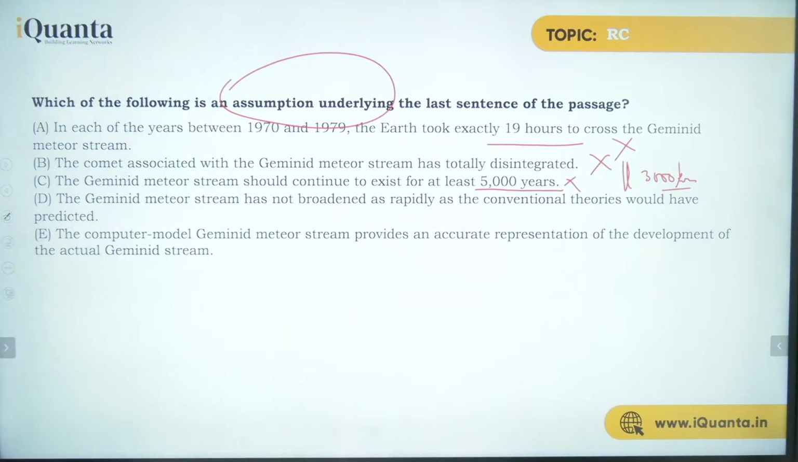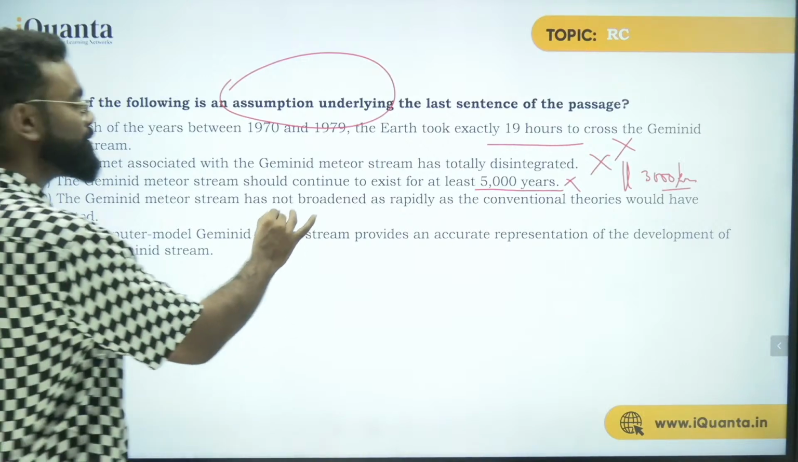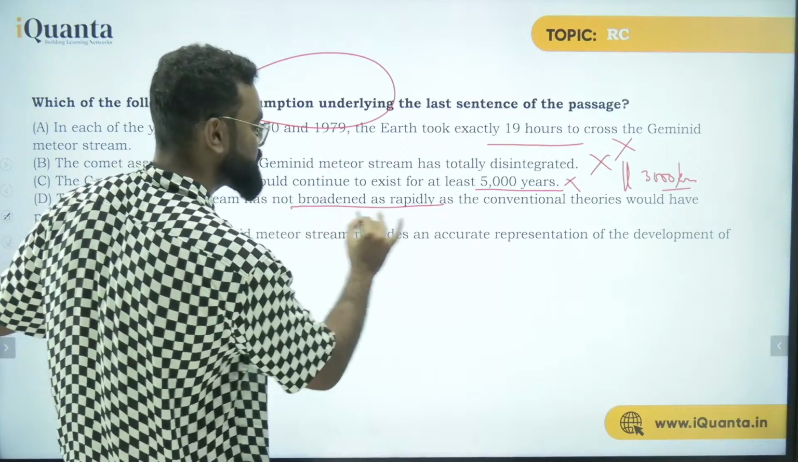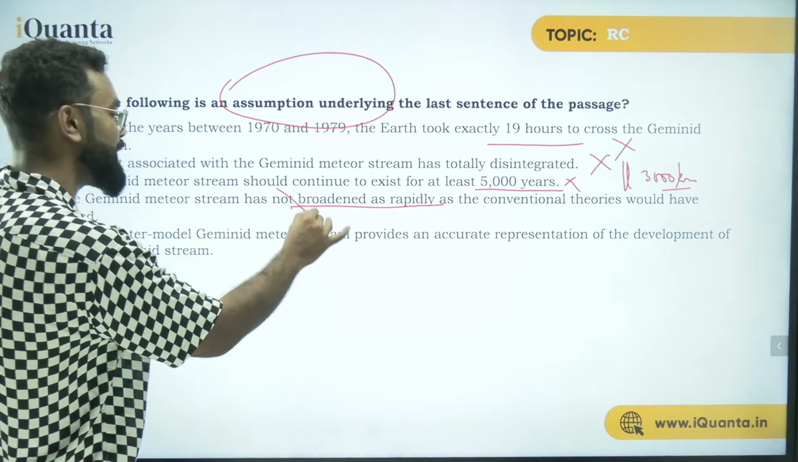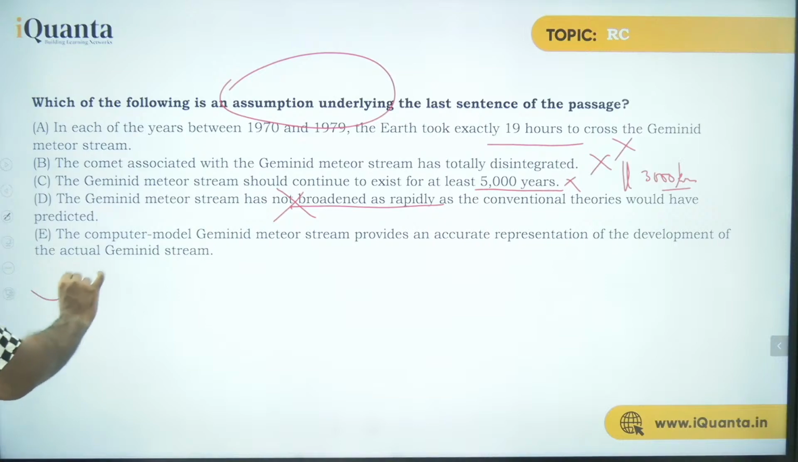D: The Geminid meteor stream has not broadened as rapidly as the conventional theories. We have not talked about the speed of broadening. What is the ideal speed at which the Geminid meteor stream is broadening? We have not talked about it. So it is again incorrect. So obviously E will be your answer.